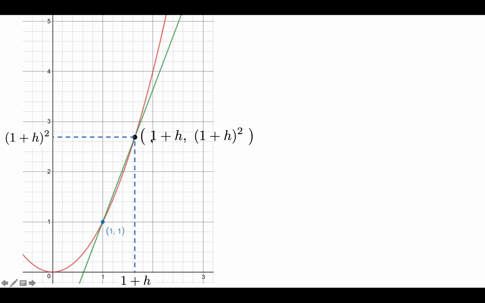And again, the 1 plus h, that's just a point on the x-axis that's a little bit to the right of 1. And the y coordinate is just plugging 1 plus h into the function, which happens to be x squared. Here we're going to do a different function in a few minutes so you get an idea. All right, so we're going to try to find the slope of this green secant line.